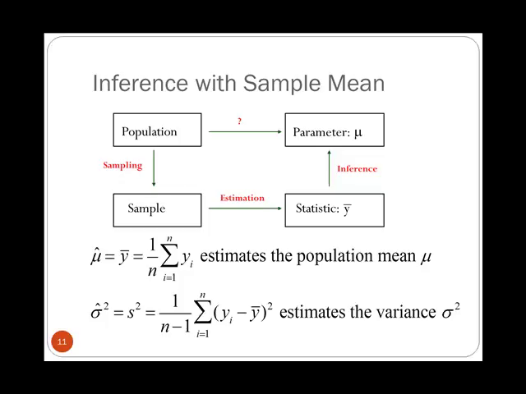So here this graph shows you from the population, you do sampling, you get samples, and you can get some estimation. Therefore, you can calculate the statistic about the sample. From the statistic, you can make an inference about the parameter of the population. So for instance, we can use sample mean y bar to estimate the population mean mu, and we use sample variance s squared to estimate the population variance sigma squared.